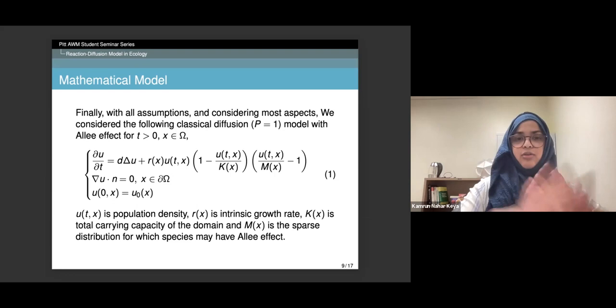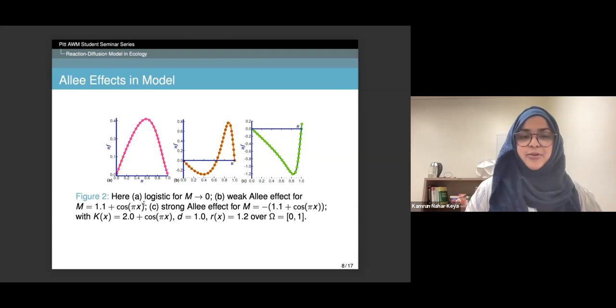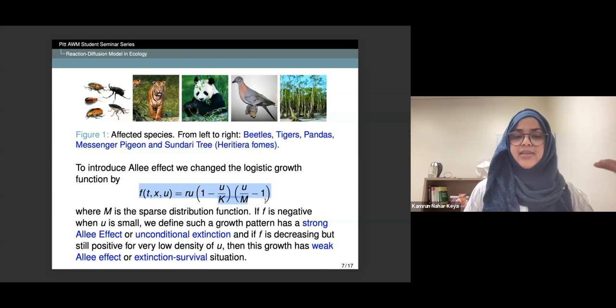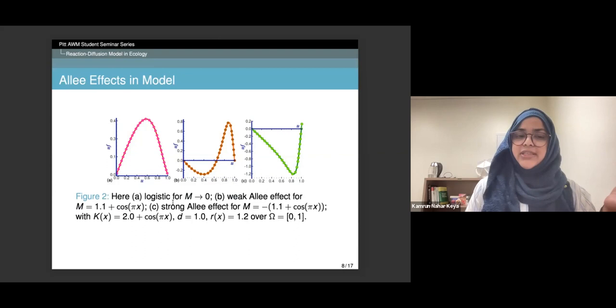And I also want to mention, I skipped that part before. So this function, if we numerically show the negative situation, or unconditional extinction or survival situation, for some parameter values of k and m. And we see that if M is really close to zero, or if M doesn't have any effect on the species, then the reaction function acts like a logistic function, which is our previous one. And the graph is this first graph.